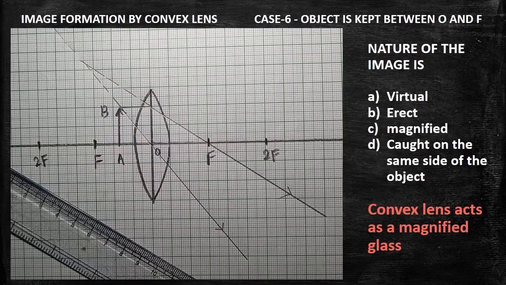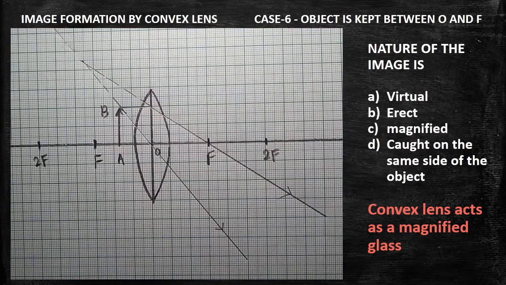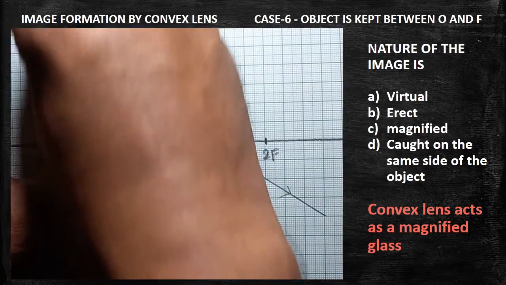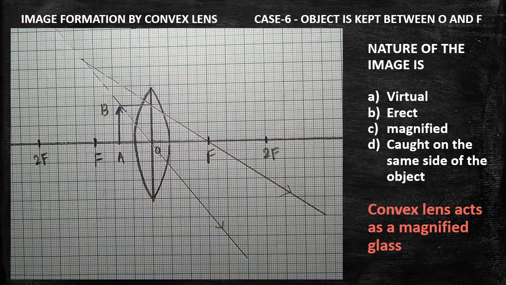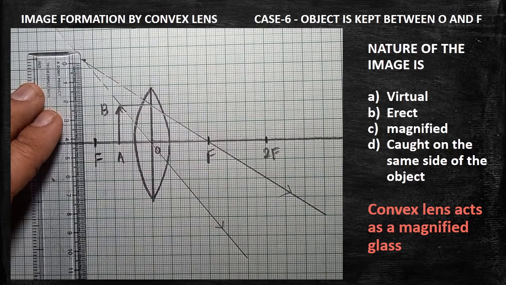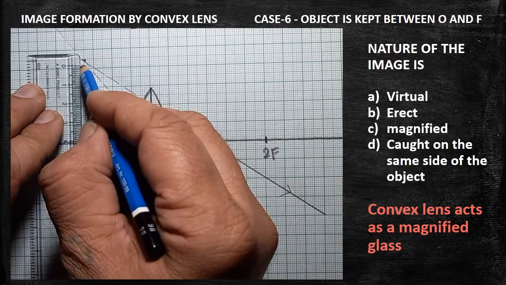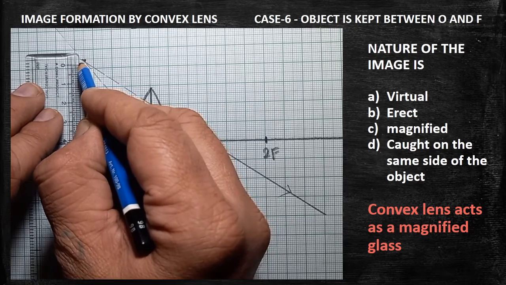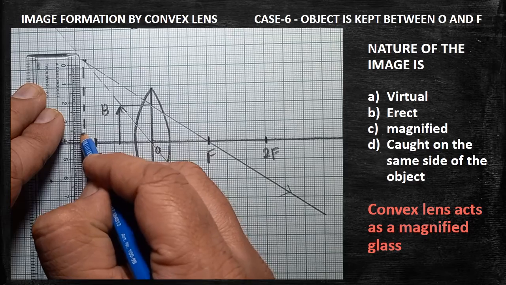Now I am going to draw the image. Here only both are intersecting. The extra line should be rubbed. Okay, only then you will get the clarity. Are you clear? Here only both are intersecting. Now from the intersecting point towards the principal axis, I am going to draw the image. How the image must be drawn? By the dotted line, not by continuous line.